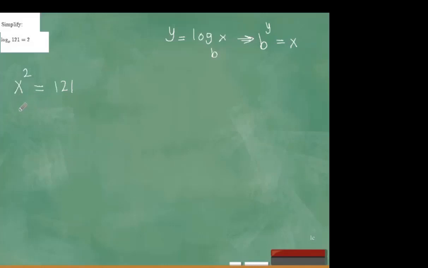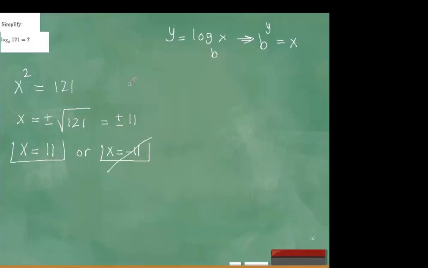I can take the square root of both sides. So x would be equal to plus and minus the square root of 121, which is equal to plus and minus 11. So I get two answers here. X is equal to 11 or x is equal to negative 11. I cannot accept the negative number, so x would be only equal to 11.